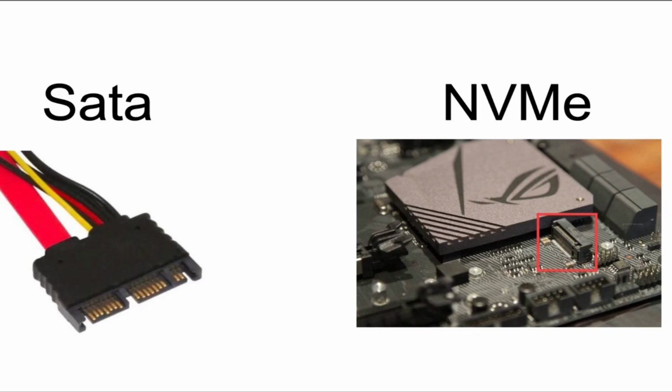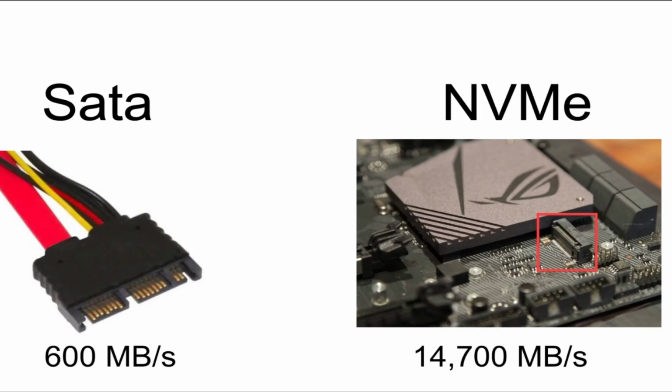And because of this direct connection to the motherboard, NVMe drives can achieve much higher speeds than SATA SSDs. For example, SATA SSDs can reach a maximum of 600 megabytes per second, while NVMe SSDs have the capability to go up to 14,700 megabytes per second. But for everyday web browsing, both are going to feel almost similar.